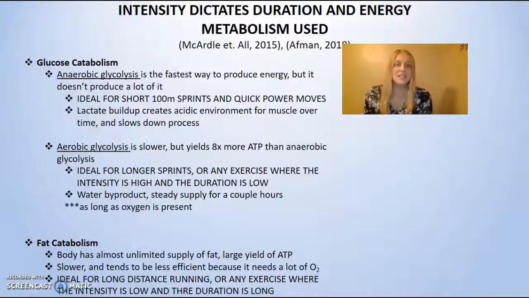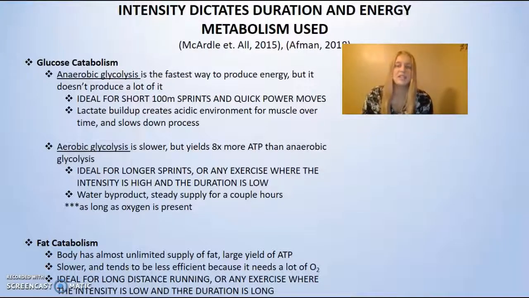I mentioned that there was a limit on how fast and how long it can keep that up. The reason for that limit is that the lactate buildup creates an acidic environment for the muscle, and the muscle does not like to contract in that environment. Eventually, the lactate buildup slows down the process, and the body is not able to keep up with the demand of energy that it needs. Anaerobic glycolysis is ideal for short, high-intensity exercises such as 100-meter sprints or quick power moves where you're moving for a max of 15-20 seconds, exerting your full power and energy.